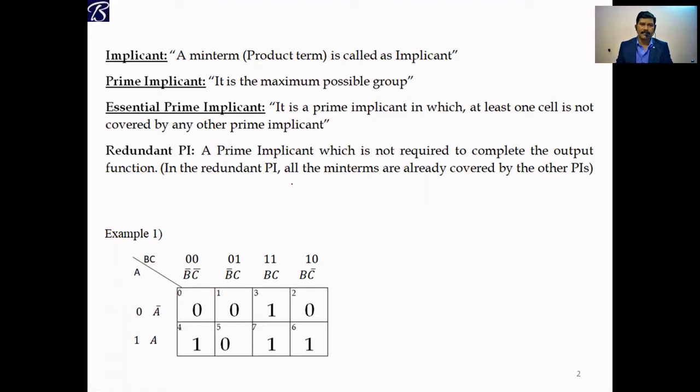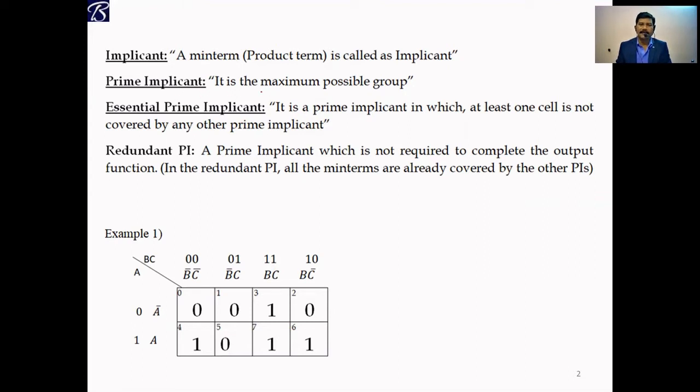See this example. How many implicants are there here? This is 1, 2, 3, 4 minterms. So implicants are nothing but four numbers. All the given minterms are nothing but implicants. Now let us see what a prime implicant is.